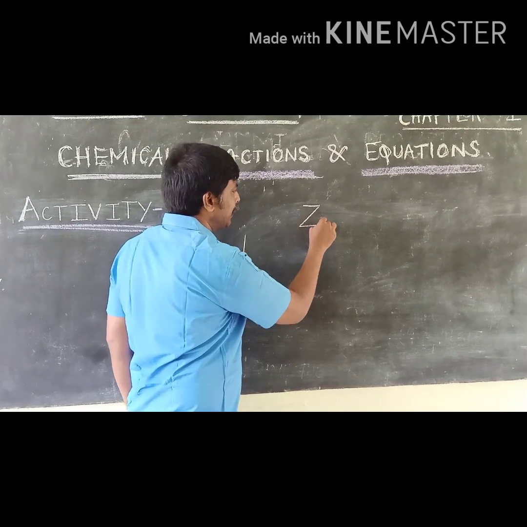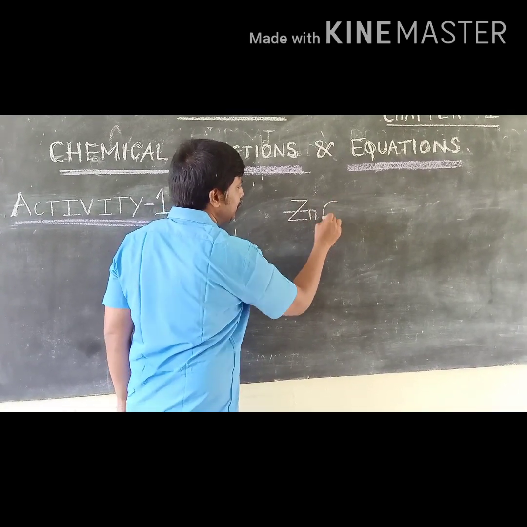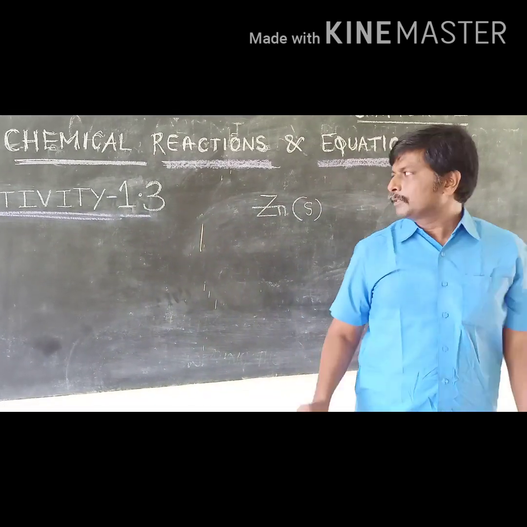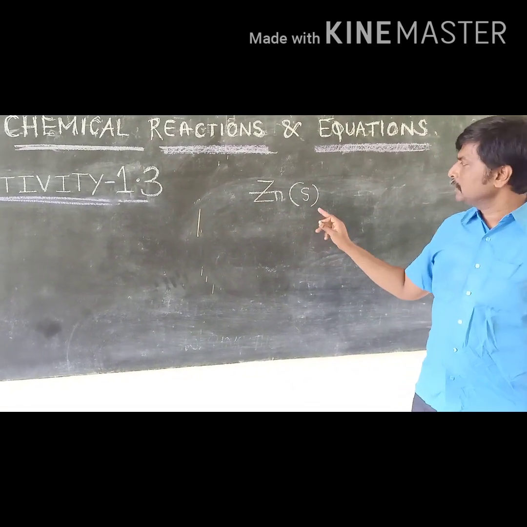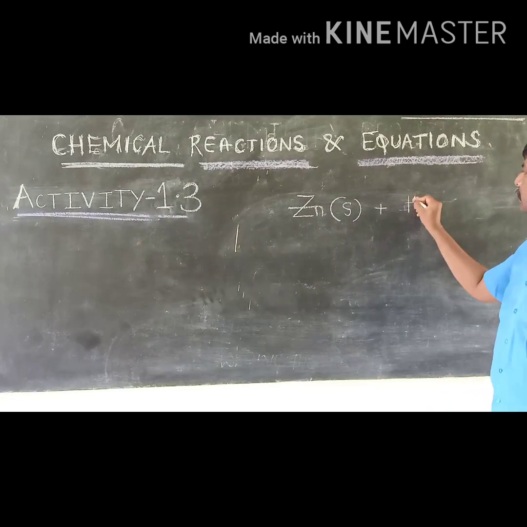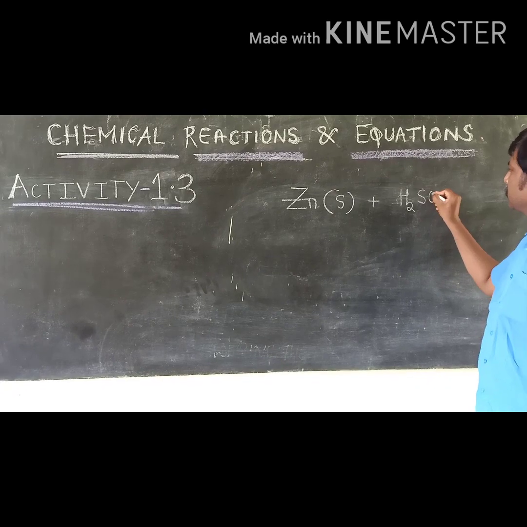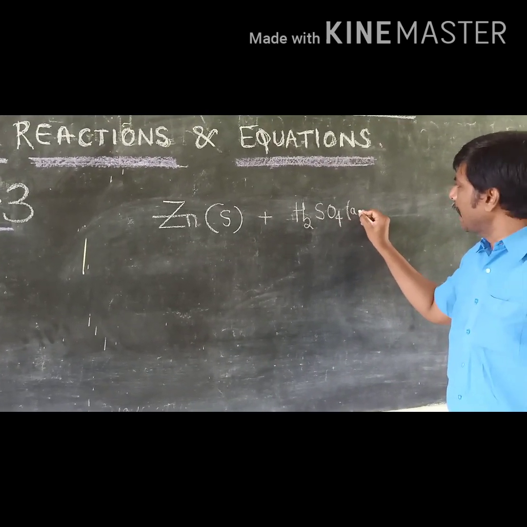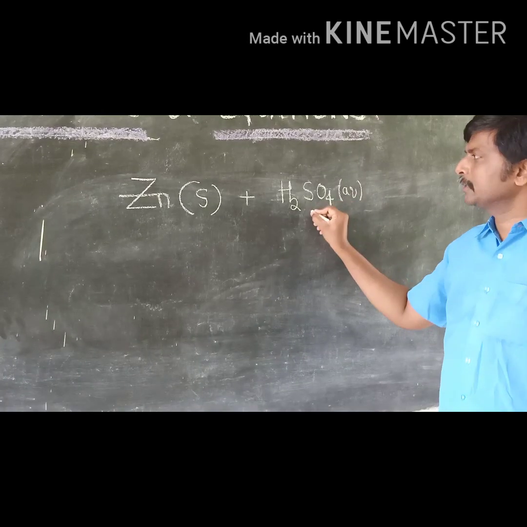Activity: what are the reactants taken? One is zinc granules. The physical state of zinc is solid, Zn, plus another one is sulfuric acid, H2SO4. Dilute sulfuric acid is taken, H2SO4, aqueous. This is also an aqueous solution.